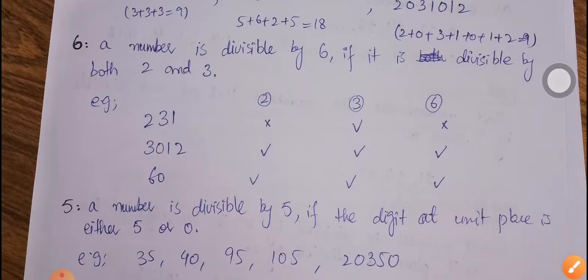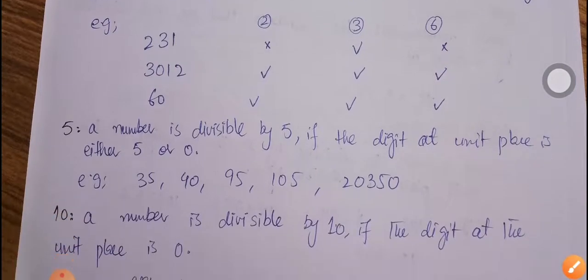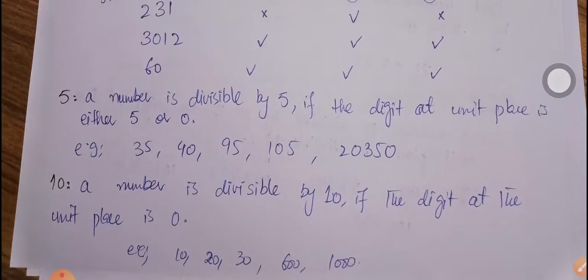Similarly, it holds for 62. Next test is talking about the number 5. So the number is divisible by 5 if the digit at the unit place is either 5 or 0, like 35, 40, 95, 105, 50. All these numbers are divisible by 5.